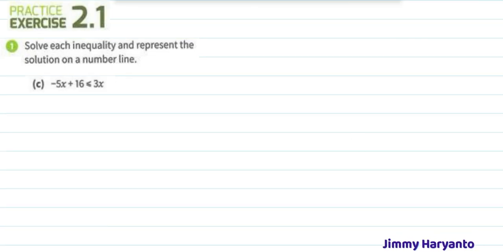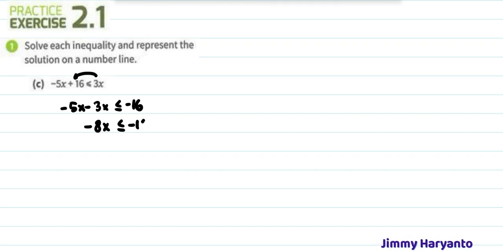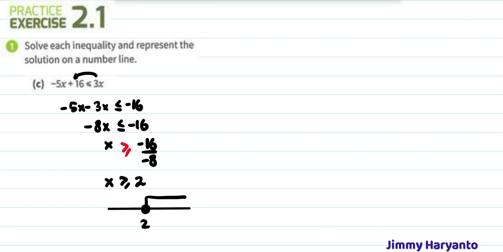For C, I want to move the 3x, so negative 5x minus 3x. And then I will move the 16 to the other side, so I will have negative 16. And then negative 8x less than or equal to negative 16. And then I will divide the negative 16 by negative 8. That means I have to change the sign into greater than or equal to. So greater than or equal to 2. And then the number line will be like this. That's it.